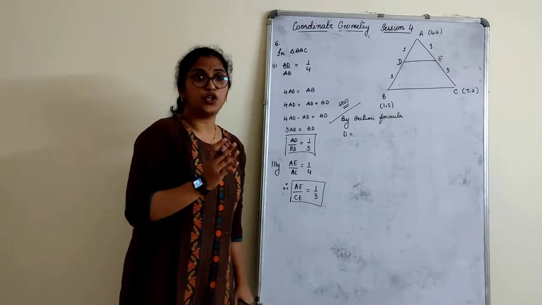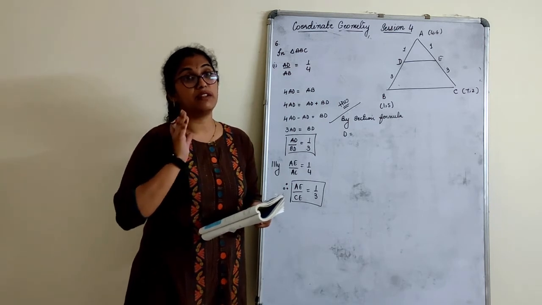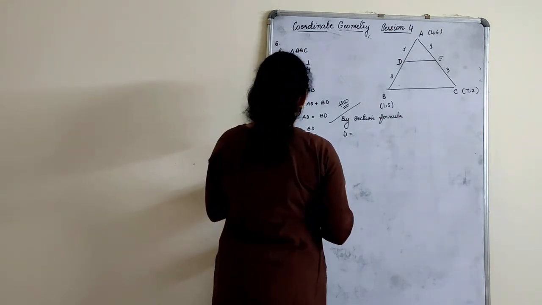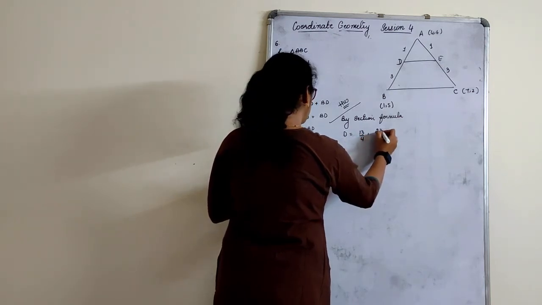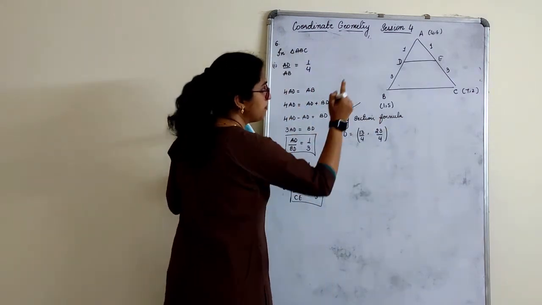It will be easy for you to do it. Not just copy the answers, but you know what are the answers, so that when you arrive at the answer you know it is right. So the D coordinates will be 13/4, 23/4 by section formula when you apply.